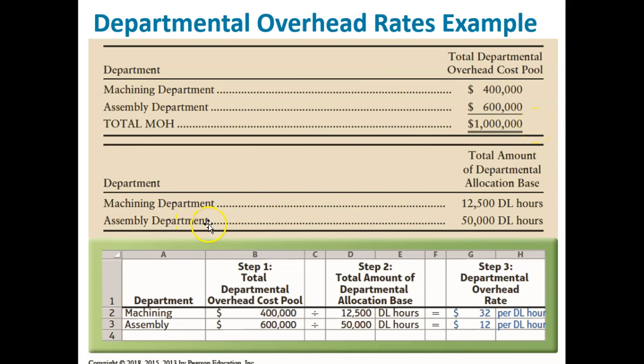Okay, for machining the allocation base is 12,500 direct labor hours, and assembly 50,000. Okay, so that's very different. So here I've got our total costs per pool. We're using direct labor hours in both. It doesn't have to be direct labor hours. These things could be different. Okay, but for the departmental overhead rate, I've got $32 per direct labor hour for machining and $12 per direct labor hour for assembly. Okay.